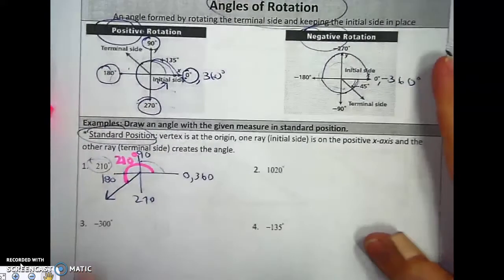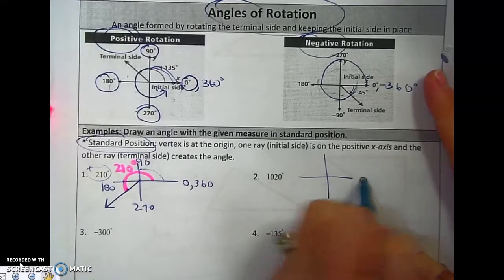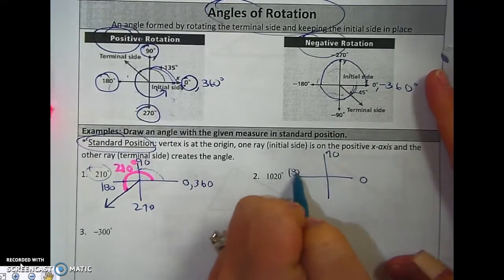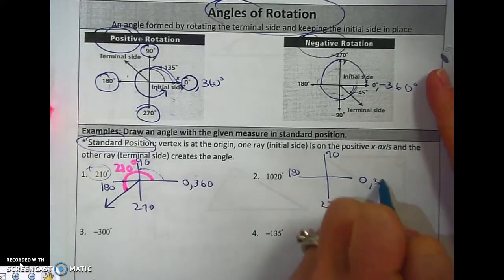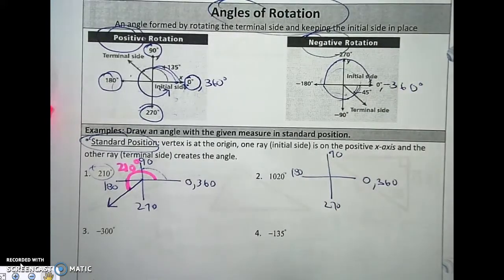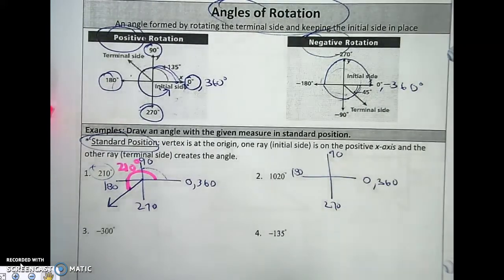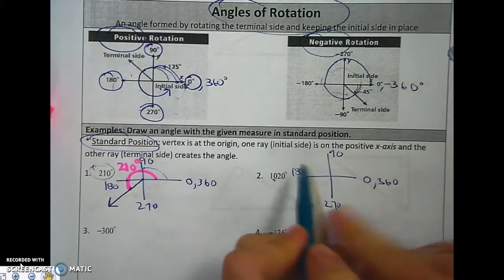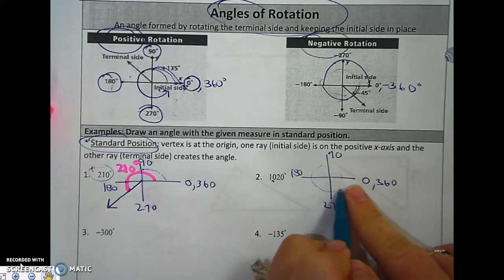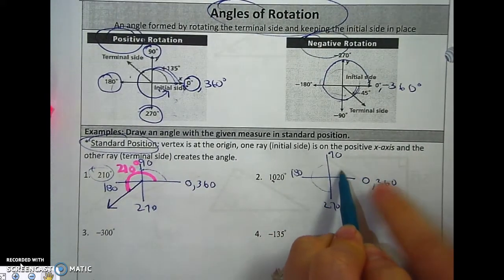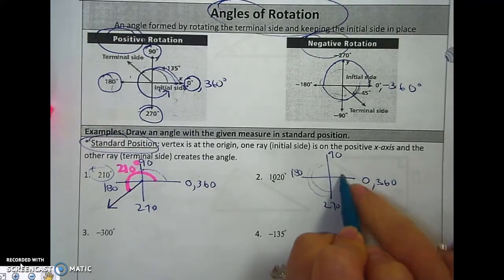Now the problem with number 2, let's start the same. 0, 90, 180, 270, 360. You don't have to write it, but you've got to get that down. That's got to be so comfortable to you. The problem is that 1020 is going to be going around, because that's only 360. And then if I go around, it's still not going to be enough.